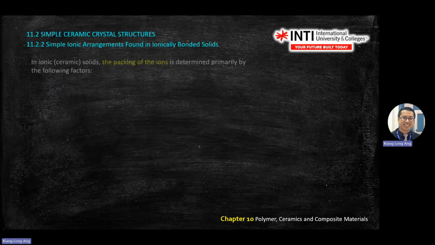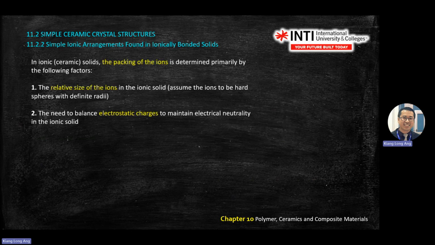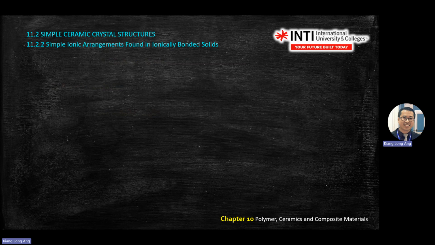Okay. So again, packing of ions is influenced by two things: ion relative size and also electrostatic charge. These two will tell you how they pack the ions inside ceramic. So relative size of ion and also electrostatic charges. These two.